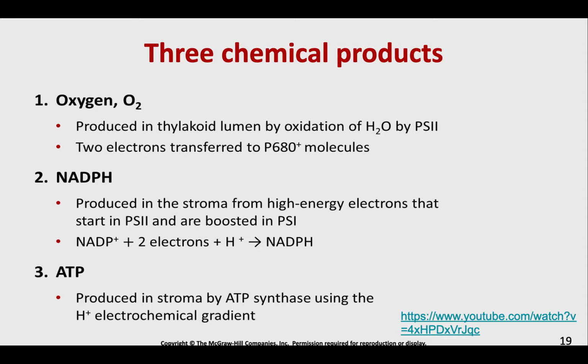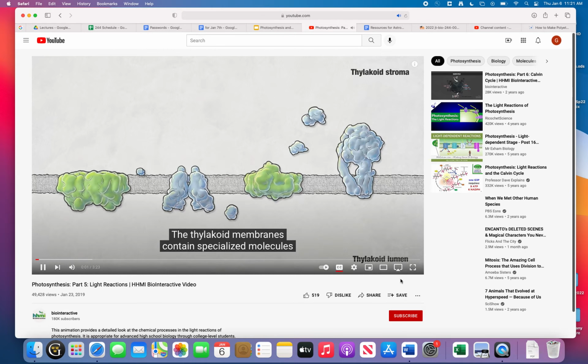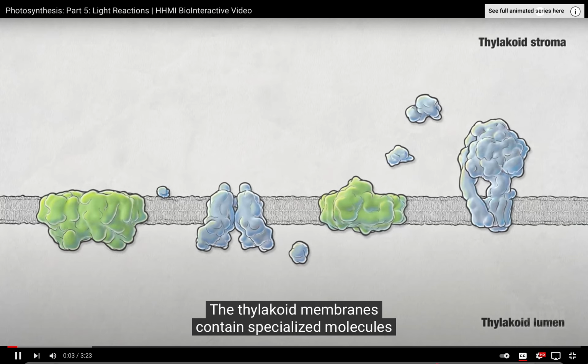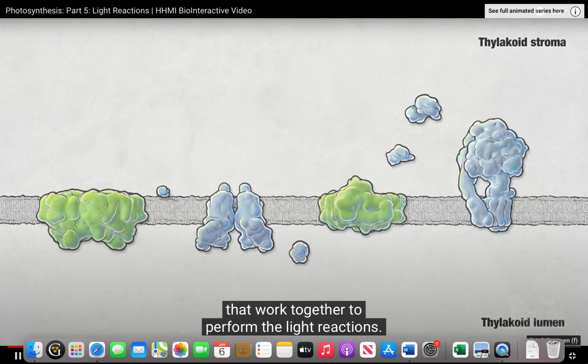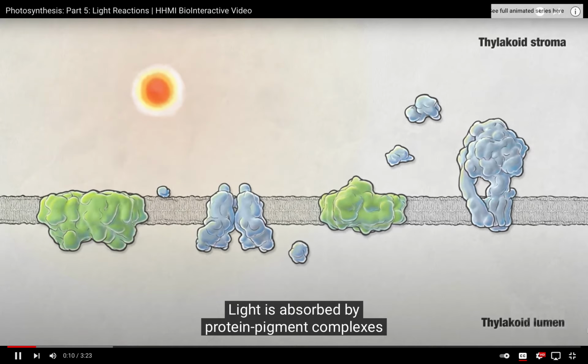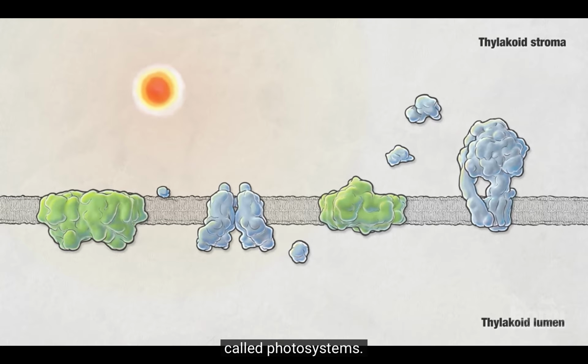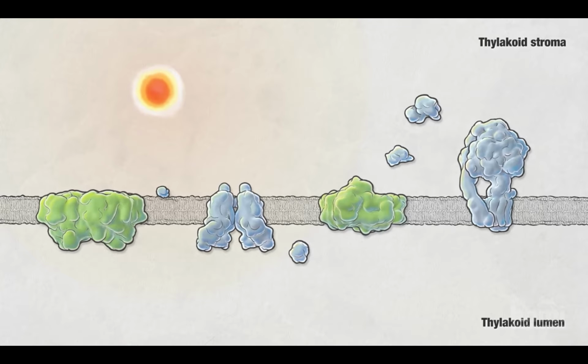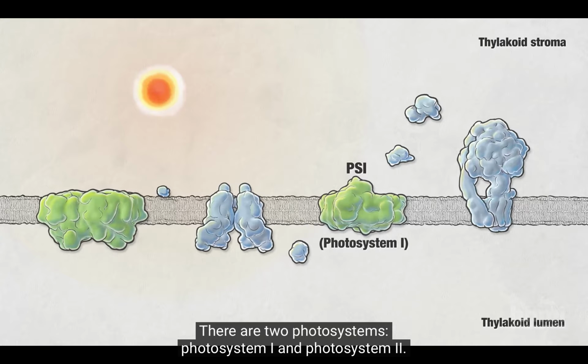Sounds good. So that was a lot of me talking. I think this animation does a really good job of showing you visually what's going on. The thylakoid membranes contain specialized molecules that work together to perform the light reactions. Light is absorbed by protein pigment complexes called photosystems. There are two photosystems, photosystem 1 and photosystem 2.